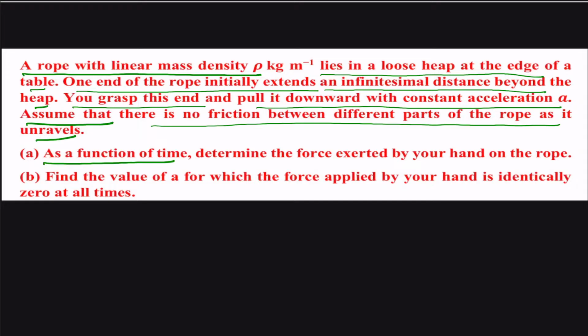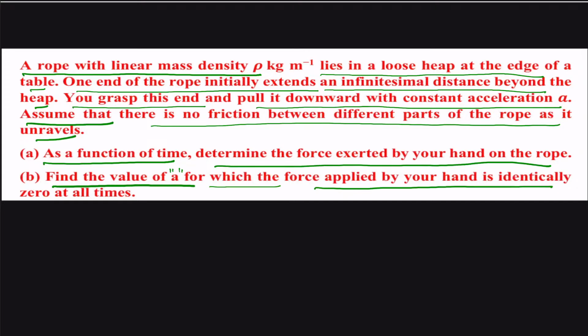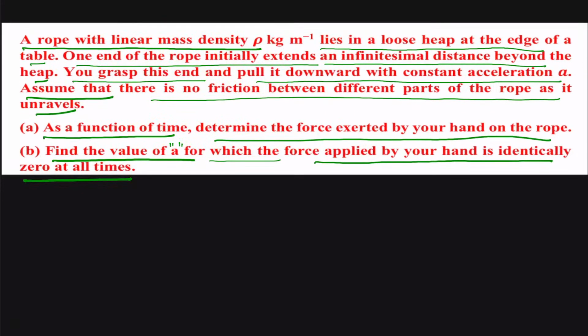As a function of time, determine the force exerted by your hand on the rope, and part B, find the value of A, our acceleration, for which the force applied by your hand is identically 0 at all times. Okay. So we can just draw the basic figure.